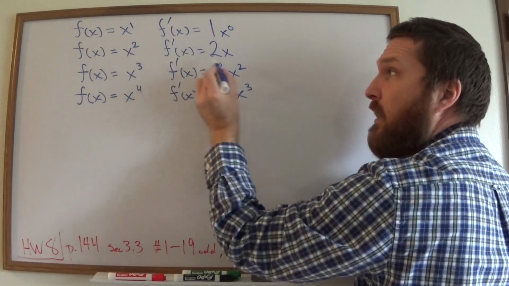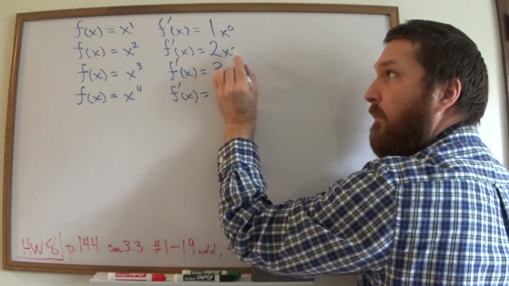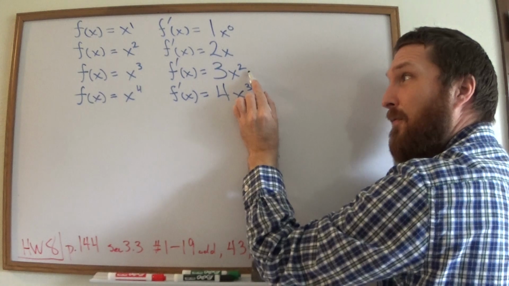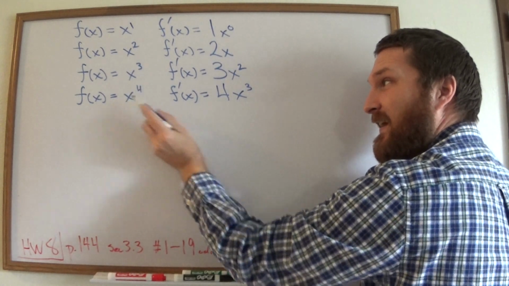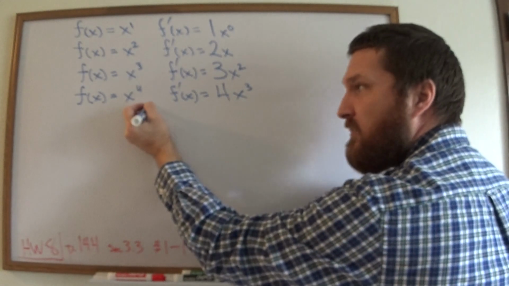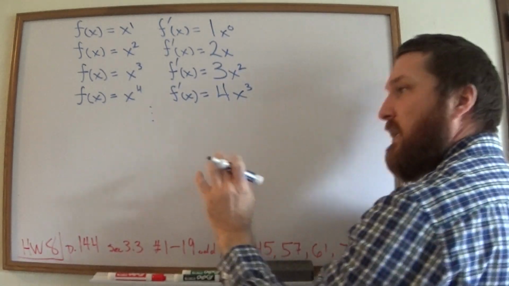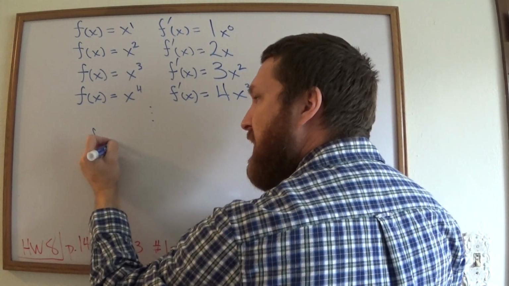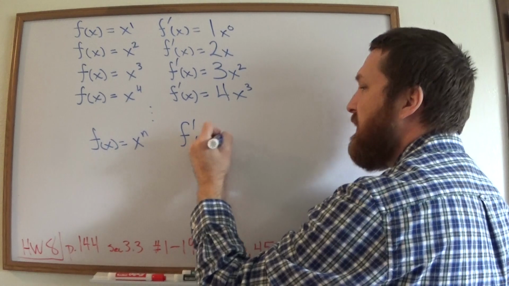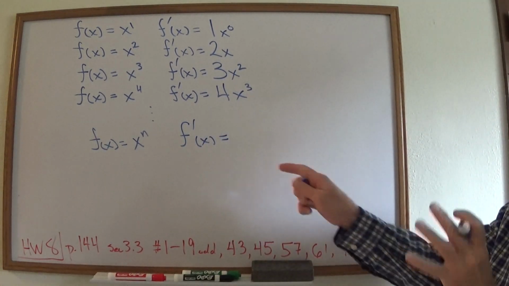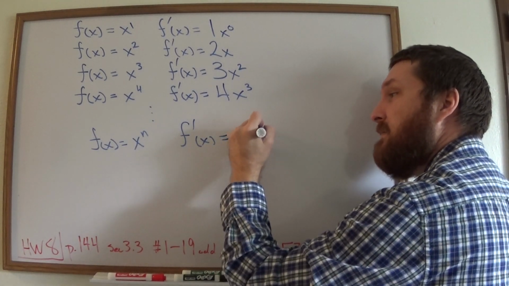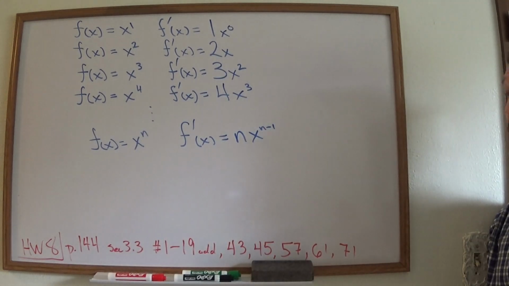The power jumps down, and then you decrease that number by 1. So I'm guessing, if that trend continues, what do you think if we had some number n? We don't know yet, but if this pattern continues, then the derivative would be what? n x to the n minus 1. It looks like that's what it should be.